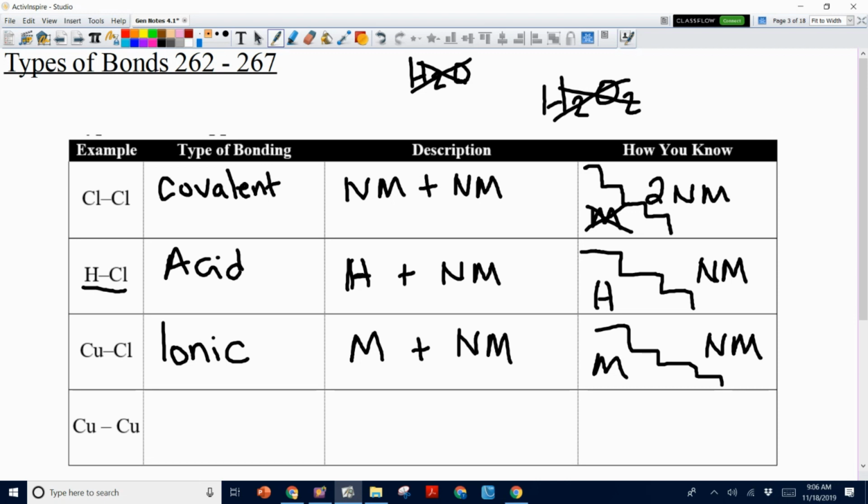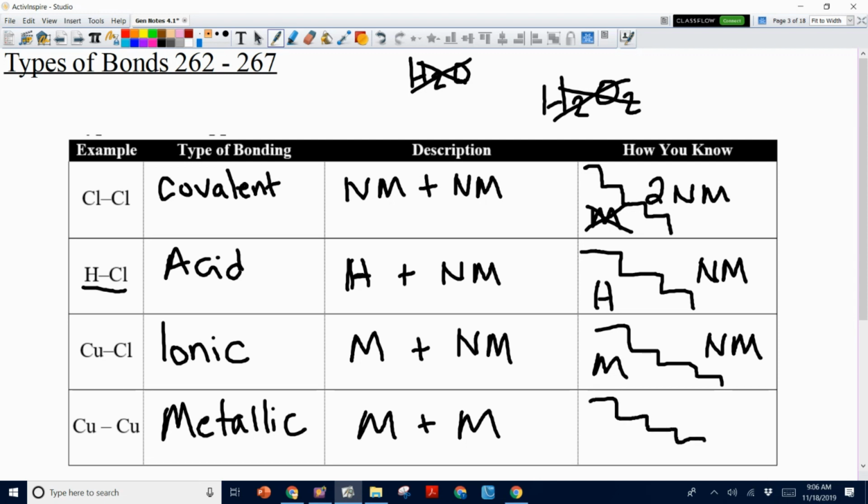All right, and then our last type of bond is going to be copper as a metal, copper bonded with copper, and this is going to be called a metallic bond. The description is a metal plus a metal. Again, if we look at the stair step, we have metals here, non-metals here. We don't have any non-metals, but we have two or more metals that are bonded together. All right, and so those are the four types of bonds that we're going to be talking about.